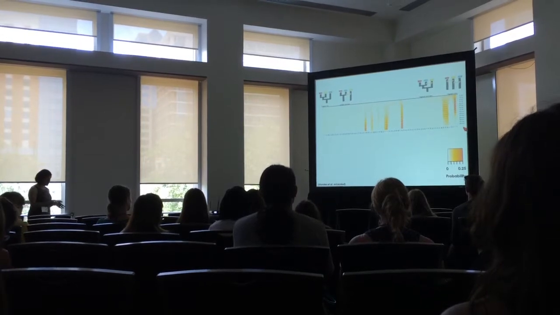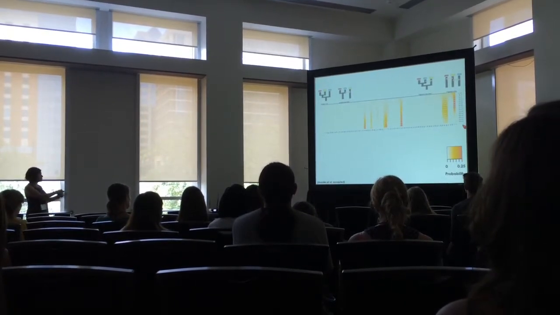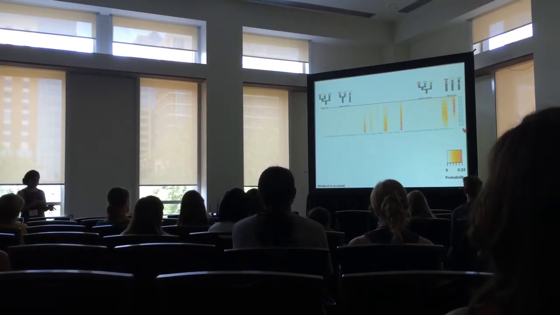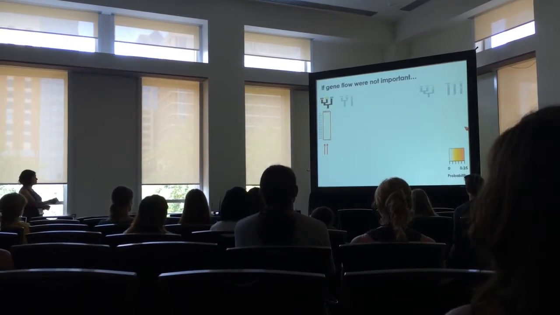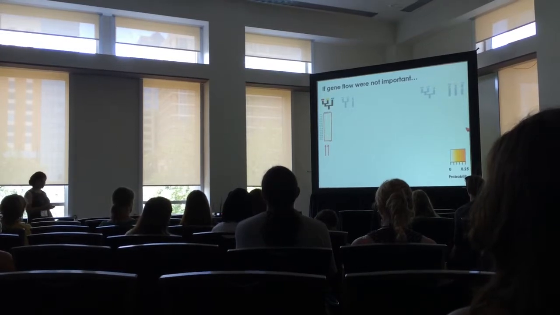These are our results for the 81 models. Here we have isolation-only models, and there we have migration-only models. I will explain this in detail. If gene flow were not important in this system, isolation-only models would have achieved a high support, but this is not the case.